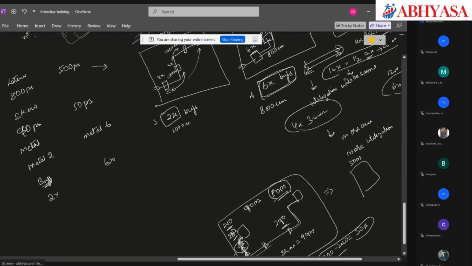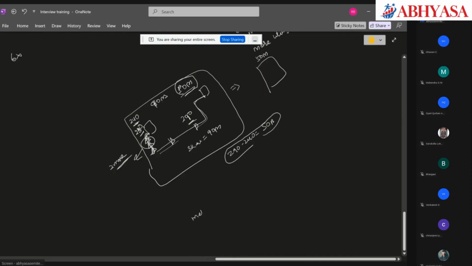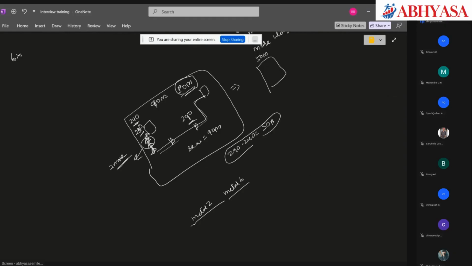Let us take the third thing, my metal layers, metal 2, metal 6. Which of these will have higher resistance or which of these will have lower resistance? Metal 6 will have low resistance. Metal 2 will have high resistance. If a metal 2 has high resistance, which metal is possibly occurring more delay? Metal 2, sir. Metal 2.